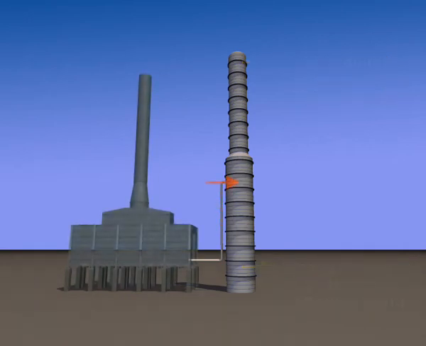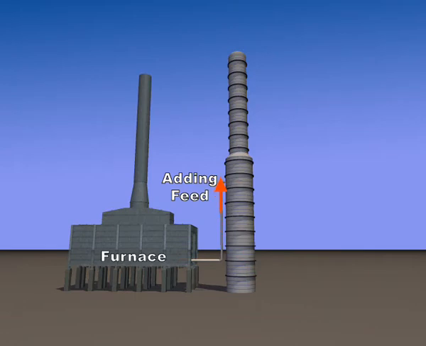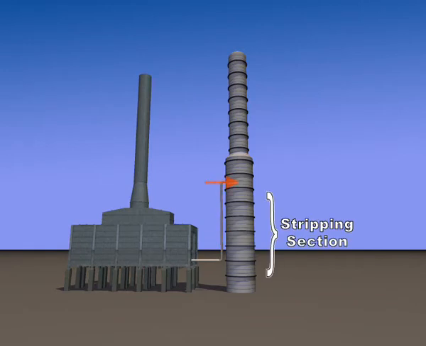The process is operated at a continuous steady state. New feed is constantly added as products are withdrawn. The feed is preheated, in this case by a furnace. The heat vaporizes the volatile components, and the vapor and liquid are fed into the column. The liquids will pass down the column into the stripping section, while hot vapors pass up the column, which is referred to as the rectifying section.